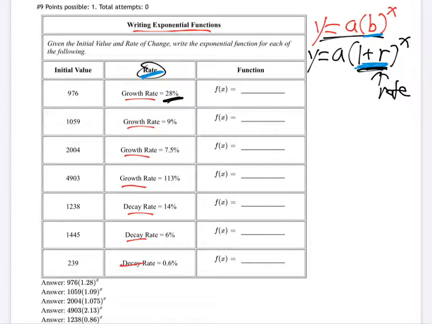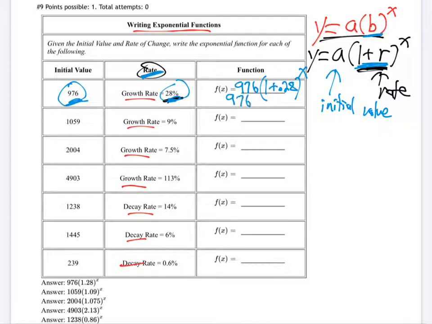Okay, so an initial value, a is always the initial value. Remember, a is always where the graph starts on the y-axis. It's the y-intercept. So if the initial value is 976, this is going to be 976 in the front, and then the growth rate is 28%. So that's 1 plus 0.28. Make it a decimal, right? 28% is 0.28 to the x, like that. Now they want you to rewrite that: 976, 1.28, because 1 plus 0.28 is just 1.28 to the x. There we go. There's that first one.